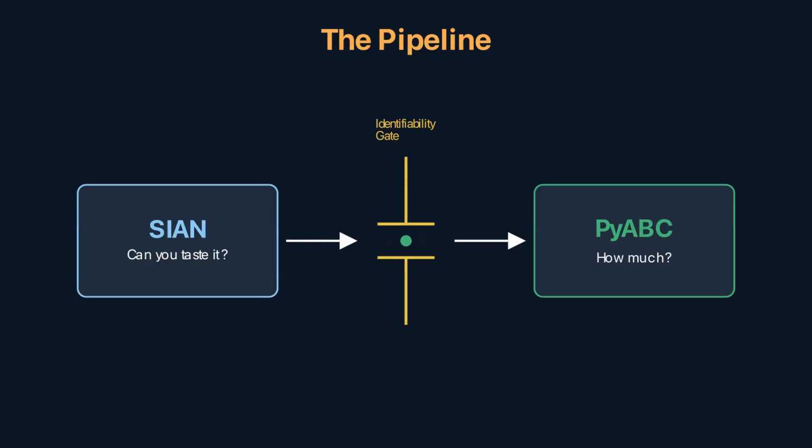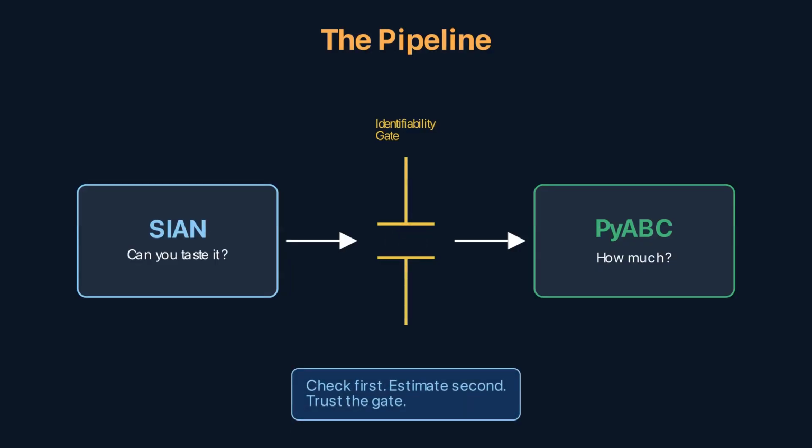Your GBM QSP model, SIAN flagged 3 non-identifiable parameters. Running PyABC on those parameters would produce confident, but illusory posteriors. The identifiability check is the gate that must be passed before the estimation begins.